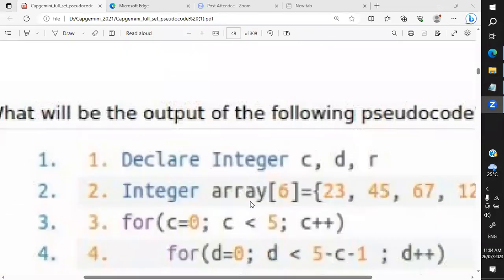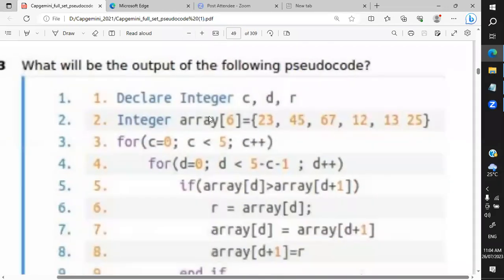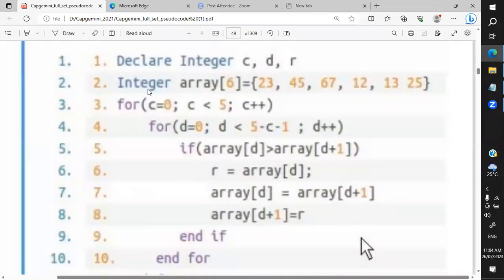Next. Try this question, everyone. Look at this question, everyone. Please try that.